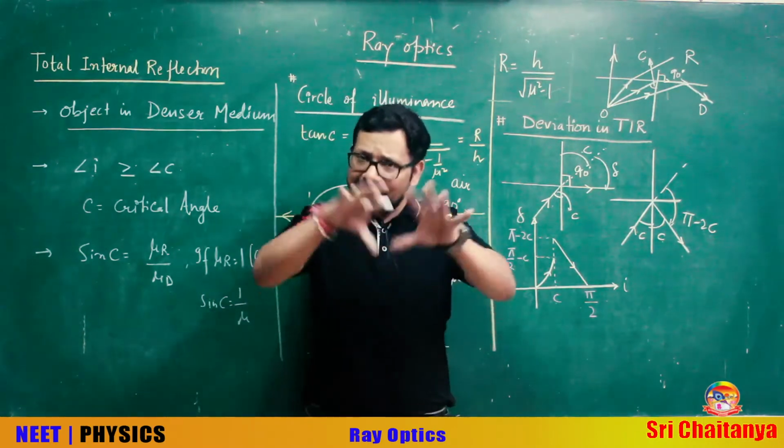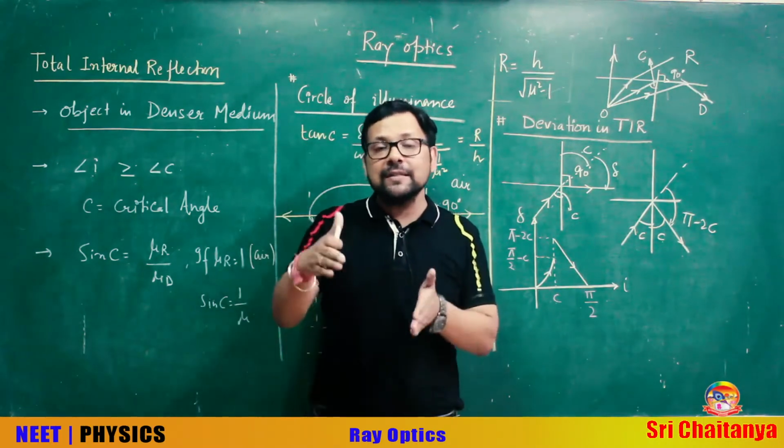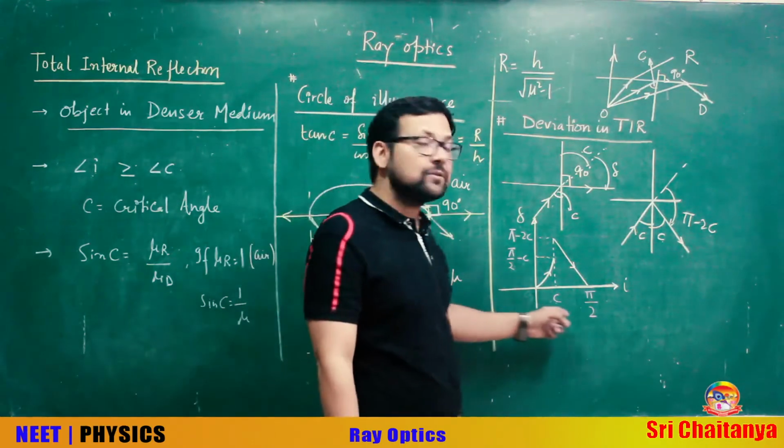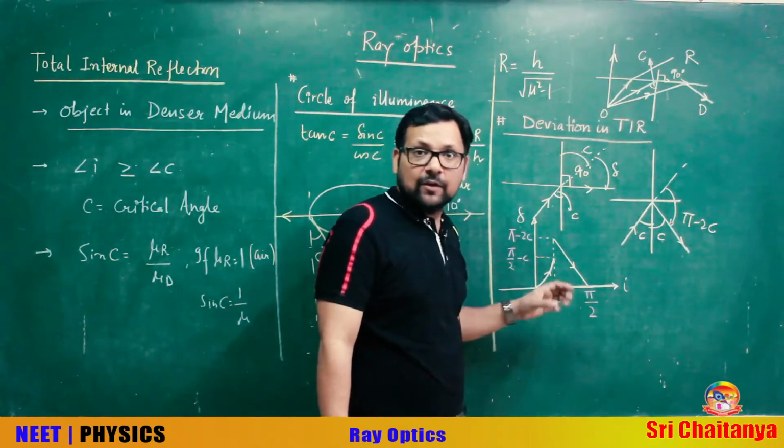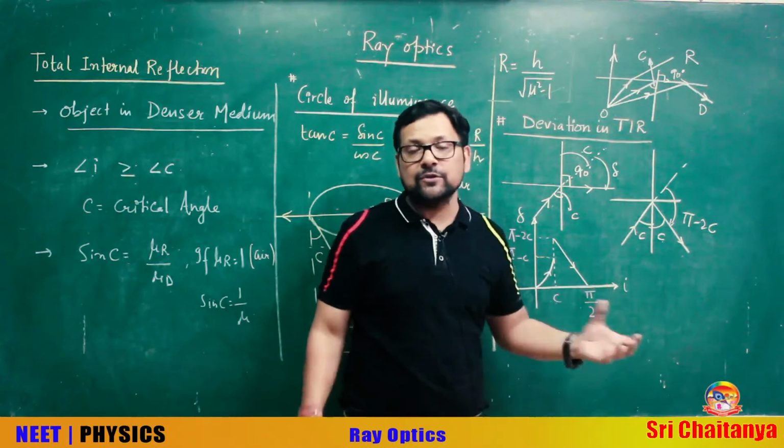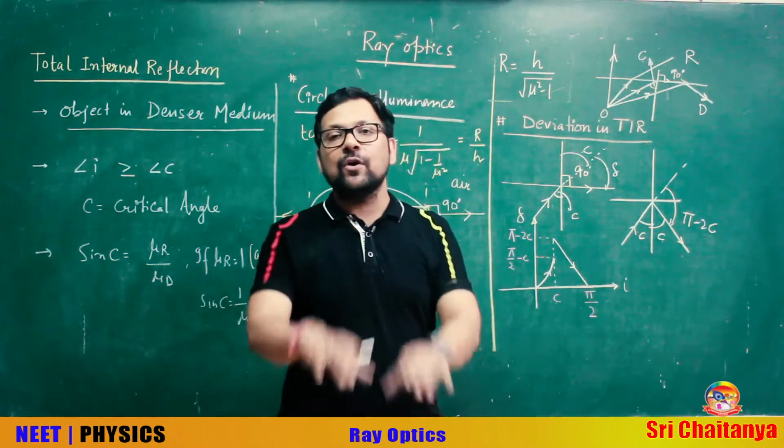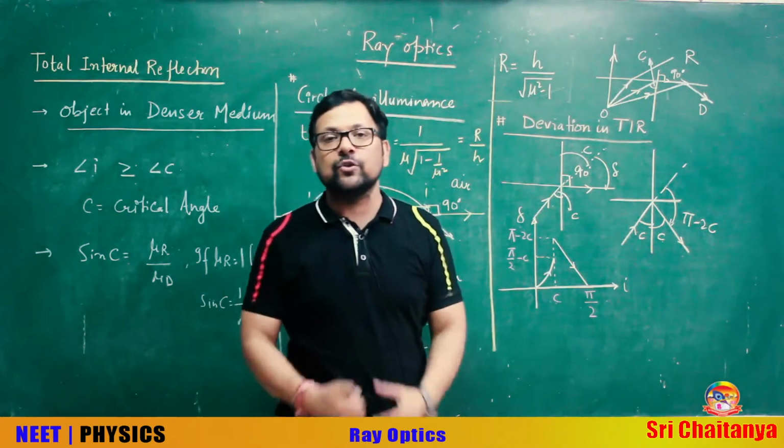A question might ask you the entire graph or the graph for a certain segment. Suppose they are asking you from 0 to C, so this one is the option. From C to pi by 2, that one is the option. So for a certain segment or for the entire TIR, the deviation could be asked in NEET.